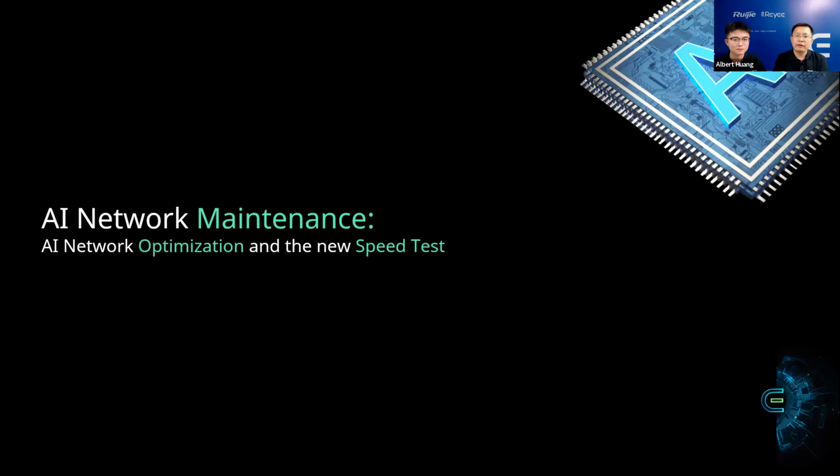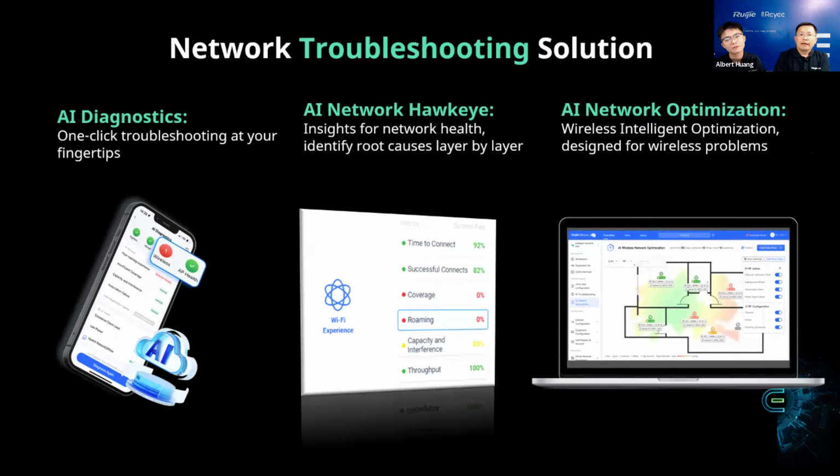Sure. We have a new AI network optimization and a new speed test tool. That sounds impressive. Let's have a look at what AI network optimization is. So, Nikki, I remember that we have just launched AI Diagnostics and AI Network Hawkeye in the previous version of Ruijie Cloud. Why do we launch one more tool for network troubleshooting? I mean, what's the difference between AI network optimization and some of our other troubleshooting tools?